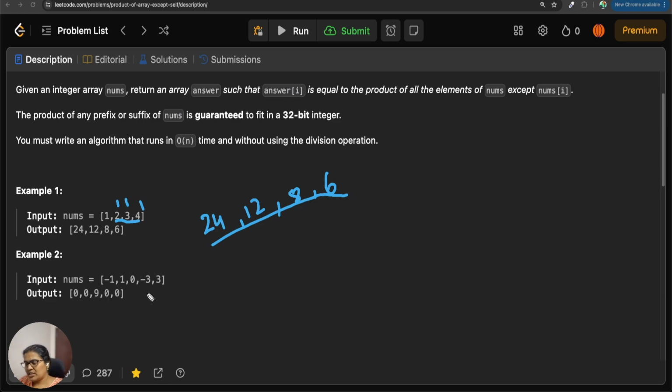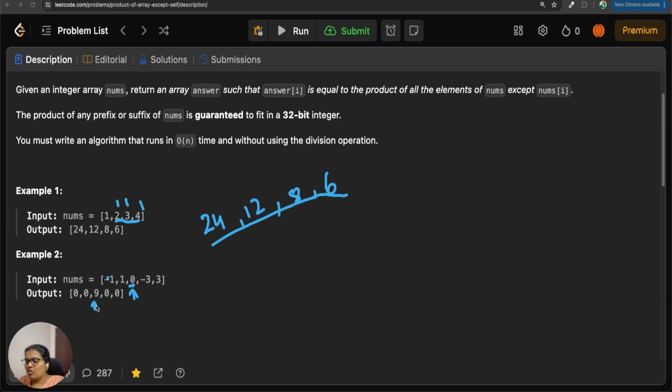Okay. And in the next input, we have 0 in the mix. So when you have 0, all the other positions will be 0 because at every other position you have to multiply by 0 and you will get a 0. Only at 0, if you find it, it would be minus 1 into 1, which is minus 1, minus 1 into 3 is minus 3, minus 3 into minus 3 is 9. Okay. So this is the answer.